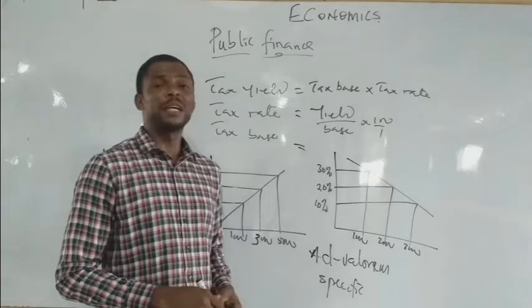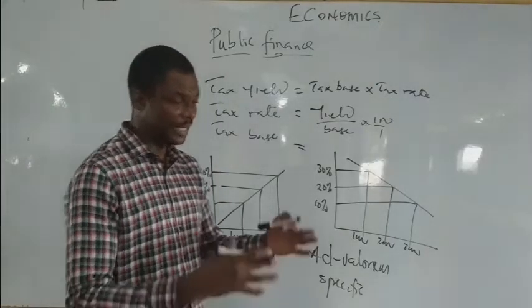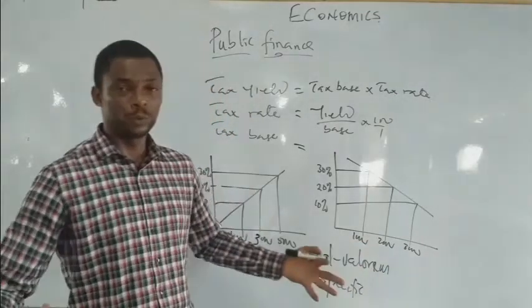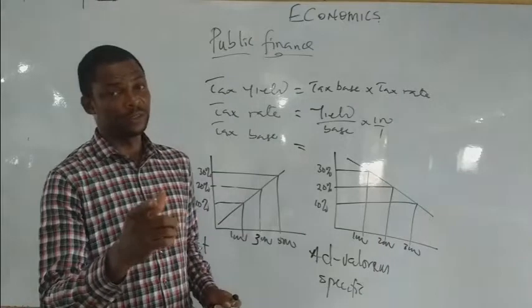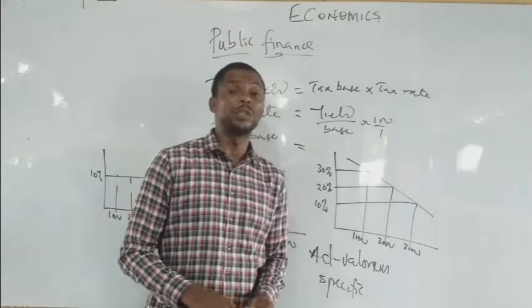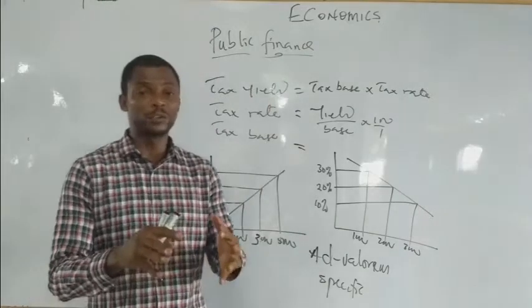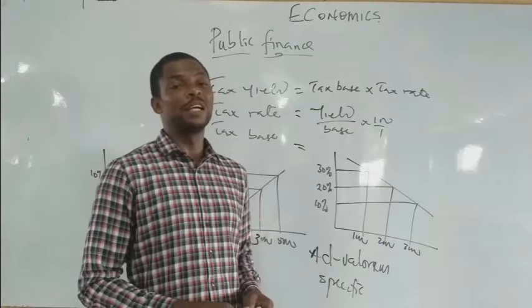Now, still on this topic, we now go towards incidence of taxation. What is incidence of taxation? We are talking about the person who bears the final brunt of tax. That is incidence. That is the person upon whom the final brunt of tax rests. Now, it's in two ways. It either rests upon the consumers or it rests upon the producer, depending on the elasticity of demand. So that's the incidence of taxation.